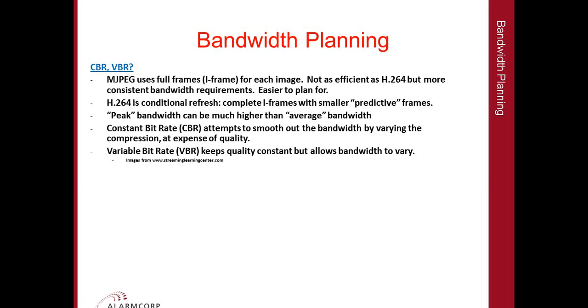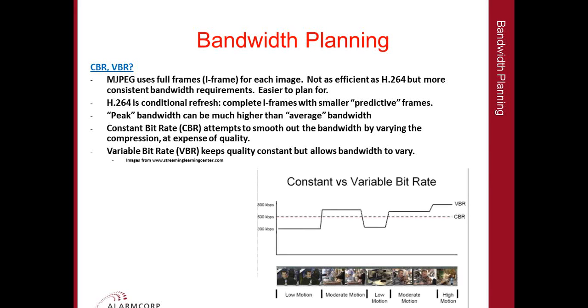Now MJPEG is not as efficient as H.264, but it is more consistent because each frame we send is a full frame. So in some ways MJPEG was a little bit easier to plan for. On the other hand, H.264 is conditional refresh. We have complete iframes with smaller predictive frames. So what that means is that the peak bandwidth can be much higher than average bandwidth.